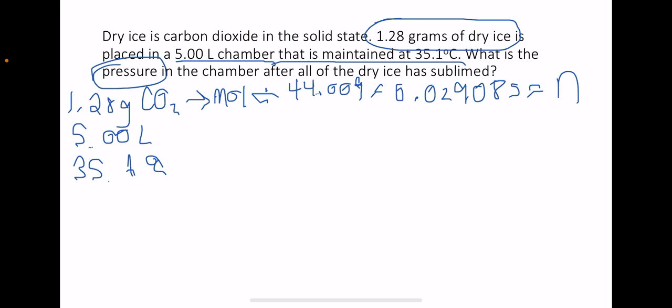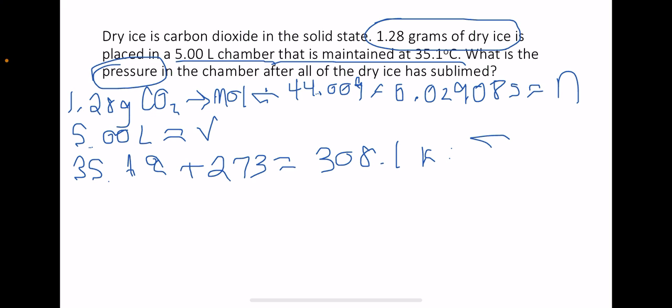We have an L here, which is going to represent V, because that's a volume. And we have a temperature here, but that is in Celsius, and we need it in Kelvin. So we're going to add 273, so that is representative of the correct unit of temperature. That'll give us 308.1 Kelvin, which is T, and this is moles.